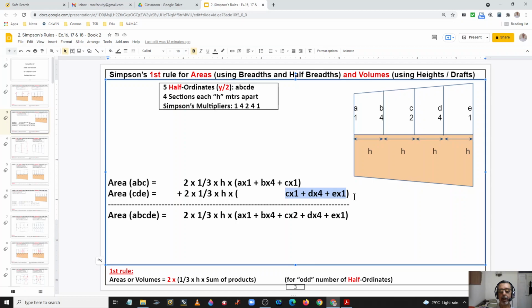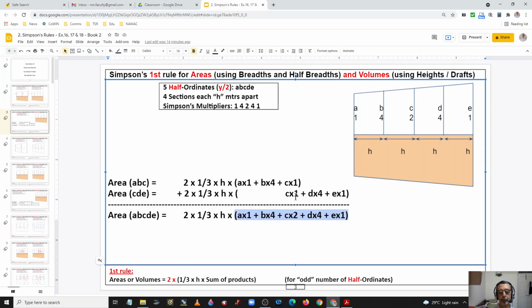Now we add the two. Since we want the whole area going from A, B, C, D and E, and as we had divided it into two parts, A, B and C, and the other part being C, D and E, we have to add both of them. So what do we see? If we take it for the area A, B, C, D and E, we have 2 times 1 by 3 multiplied by h, which is the common thing in both the equations on the top. Into brackets, we have a multiplied by 1 plus b multiplied by 4 plus c multiplied by 2.